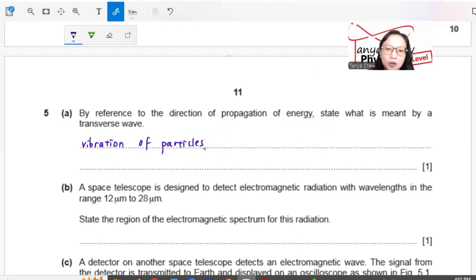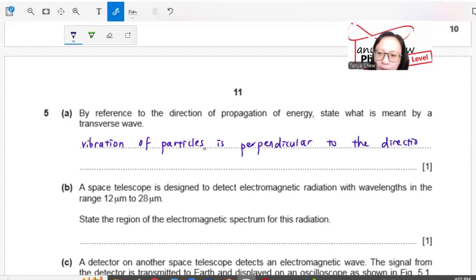Vibration of the particle is perpendicular. Perpendicular is the keyword. If you don't like the word perpendicular, you can replace it with 90 degrees, or you can replace it with right angle. Perpendicular to what? Perpendicular to the direction of propagation of energy, or perpendicular to the direction of energy transfer.